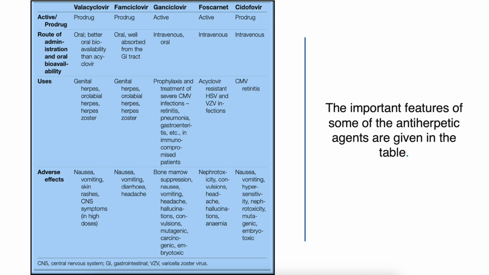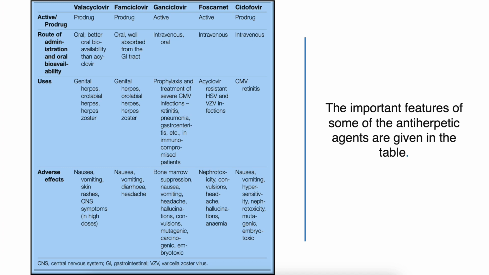Now let's have a look at the important features of some antiherpetic agents in the given table. Valacyclovir, famciclovir and cidofovir are the prodrugs, while ganciclovir and foscarnet are the active drugs. Route of administration for valacyclovir is oral, with better oral bioavailability than acyclovir. Famciclovir, oral, well absorbed from the GI tract. Ganciclovir, intravenous and oral. Foscarnet, intravenous, and cidofovir, intravenous.